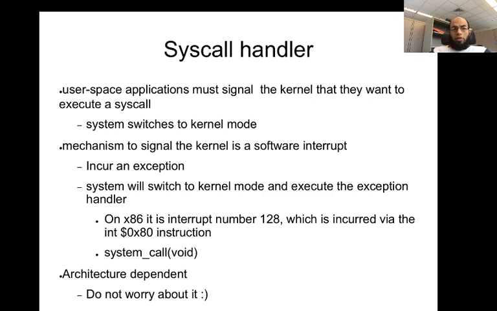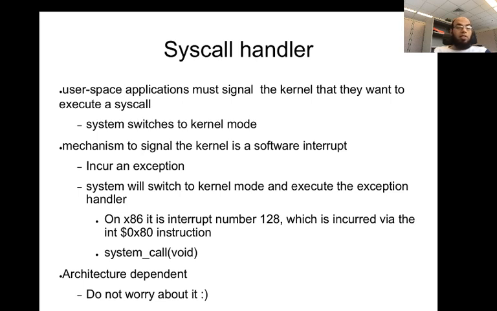So the system call handler is what happens when the user space application signals the kernel that it wants to execute the system call. This is basically your system call procedure. The system will switch to kernel mode, and there's only one single mechanism for the user to signal to the kernel that he wants to access the kernel mode, and that is using a software interrupt. And the software interrupt basically incurs an exception. The system will switch to the kernel mode and execute the exception handler.